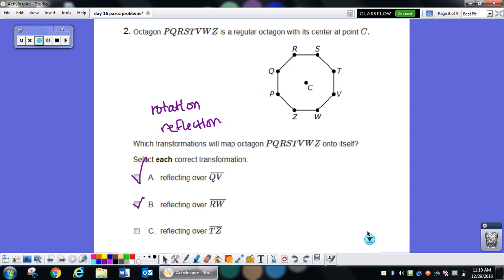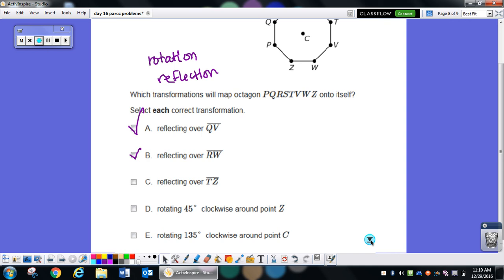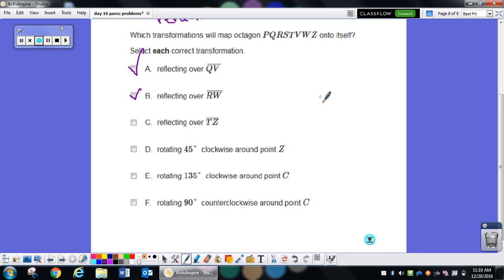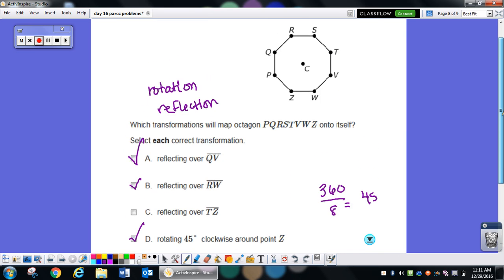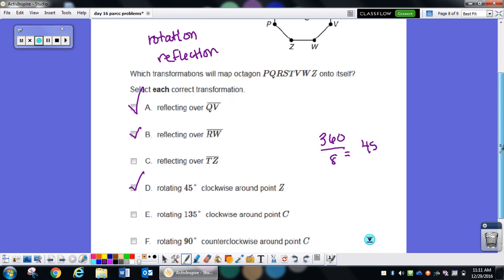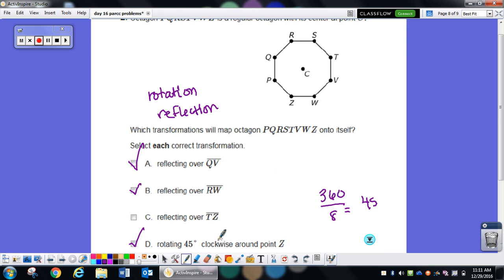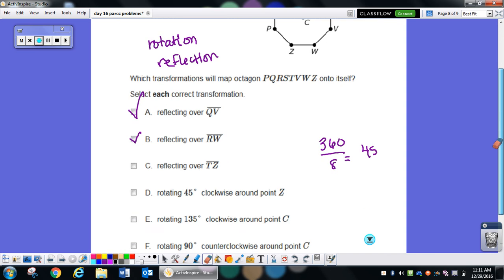All right, and then the last couple talk about rotating. So remember those flower questions where we did 360 divided by the number of petals? You could do that here, and we could just do 360 divided by the number of sides, which gets you to 45. Okay? So if you rotated that 45 degrees around point Z, that would also work. Just kidding, that does not work, because if you notice, Z is not the center.